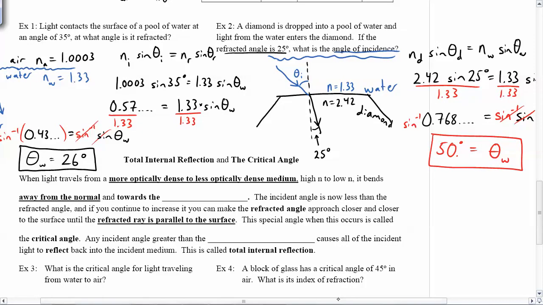And when light travels from a more optically dense to a less optically dense medium, so from maybe water into air, from a high N to a low N, it bends away from the normal and towards the surface. The incident angle is now less than the refracted angle, and if you continue to increase it, you can make the refracted angle approach closer and closer until the refracted ray is actually parallel to the surface. The special angle when this occurs is called the critical angle.